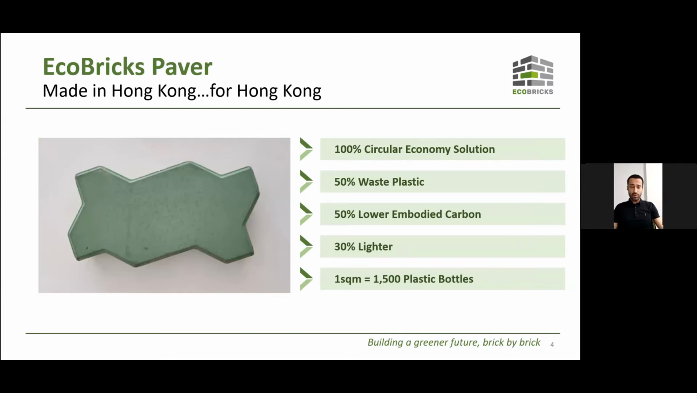So introducing the EcoBricks solution, in its very simplest form, it is a concrete paving brick. What we do is replace the sand and aggregates in that paving brick with waste plastic. We've successfully substituted up to 50% of the raw ingredient input with waste plastic. It's a fully Hong Kong circular economy solution. We take waste from Hong Kong, we manufacture the bricks in Hong Kong, and we will be selling the bricks for use within Hong Kong.